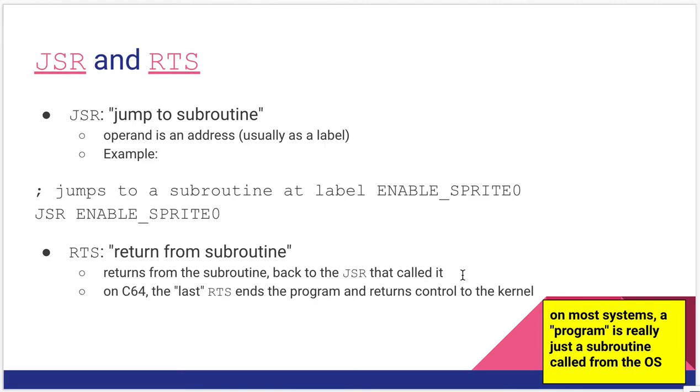It is possible to corrupt that and change things around, but we won't go into that, and we hope you won't encounter that situation. Additionally, on the Commodore 64 emulator and how things are set up there, the very last RTS instruction in the program actually ends that program and returns control back to the kernel. And we've seen this already in some of the assembly code that we've written. You'd have an RTS as the last thing in the program.